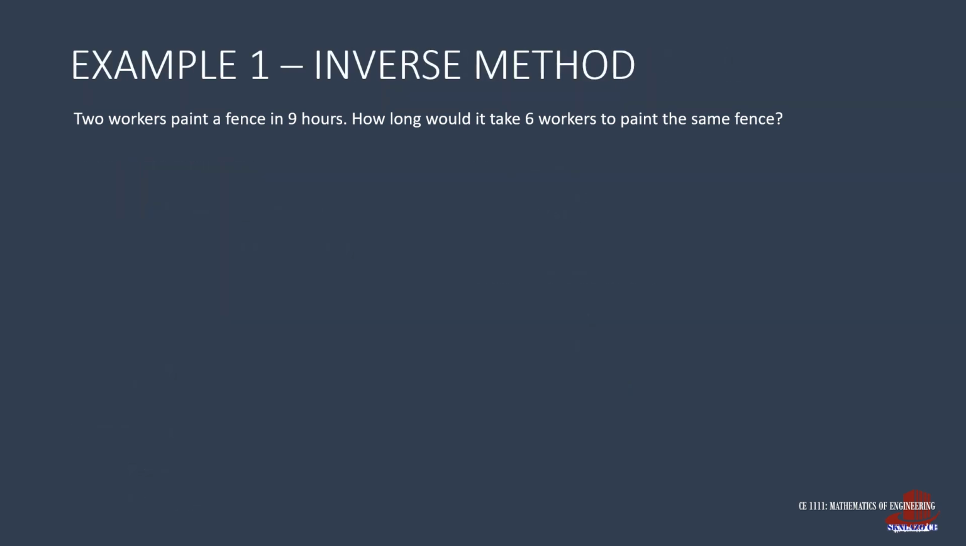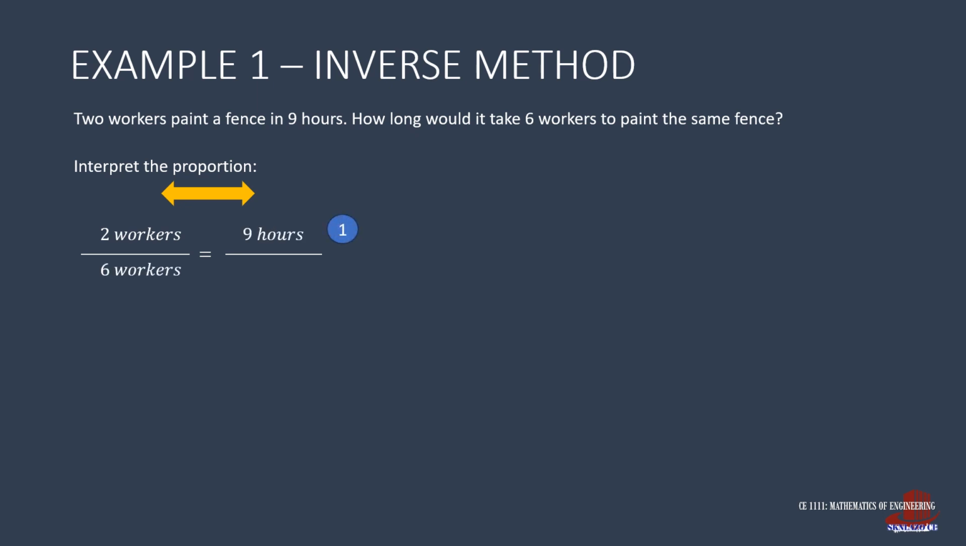Let's solve the same example by using the inverse method. How do we interpret the proportion? In inverse proportion, we place the cases horizontally. For the first case, 2 workers can complete the job in 9 hours. The second case would be written similarly when 6 workers will be working. Take note that for each ratio, there should be the same units. For the example, one ratio has workers and the other would be hours of the 2 cases.